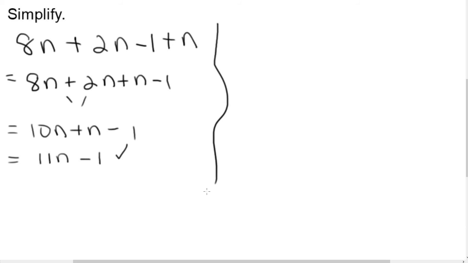Try another example. What if I had a more challenging example? I had 9c squared minus 2c squared plus 8c squared.